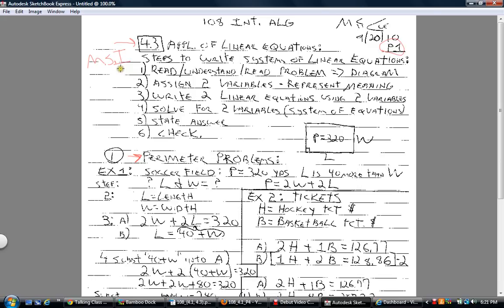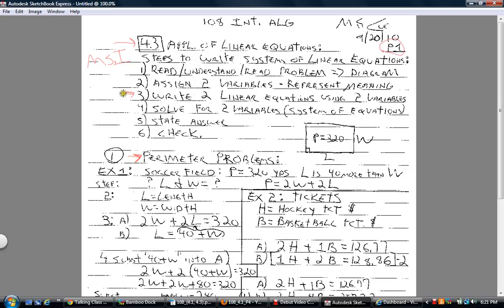Step number 1, read, understand the problem. Do diagrams, do tables if you need. That's grasping what you're doing, grappling with it, looking for those clues, writing them down, being organized. Number 2, you're going to assign 2 variables to do these problems. And in this first problem, we're going to talk about a soccer field, so we've got length and width as an example. Your next step will be to write 2 equations for 2 unknowns.